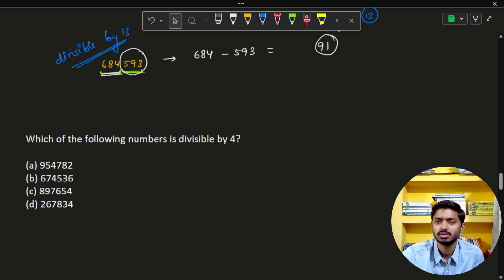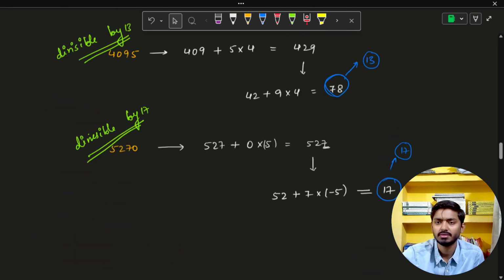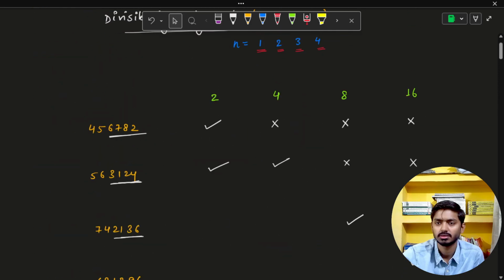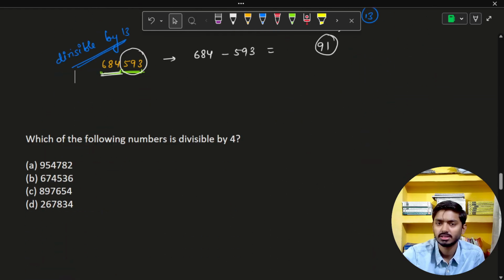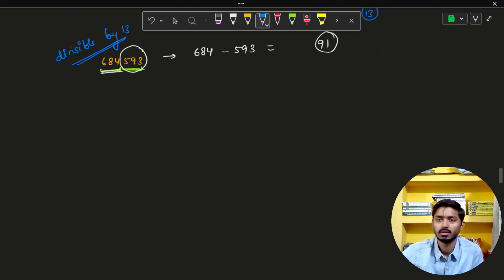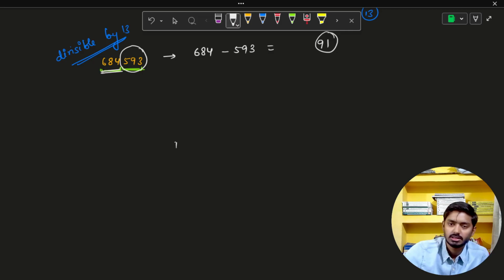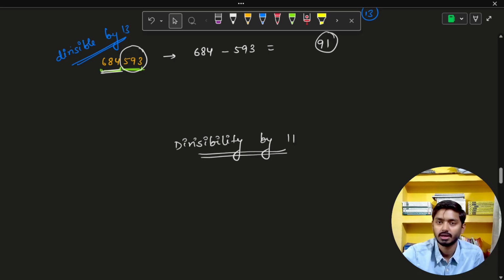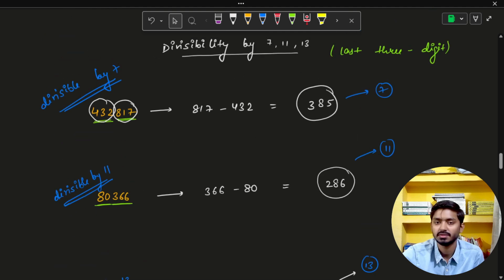Now, let's try to solve some problems very quickly. We have learned almost all the methods. Okay, one method is still not there: divisibility by 11. My bad. Let's learn divisibility by 11. Although the previous method works for larger numbers, there is an easy method for divisibility by 11.